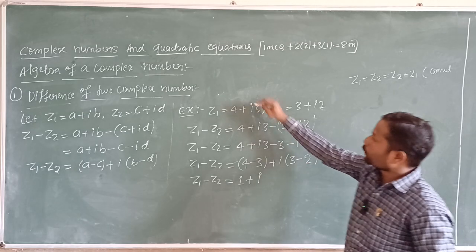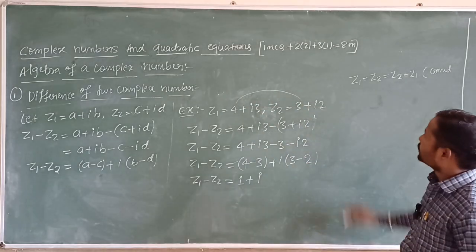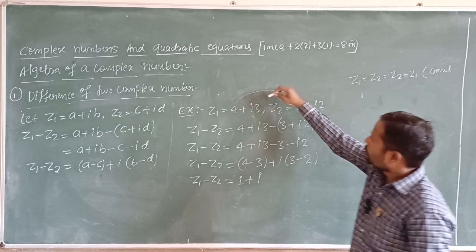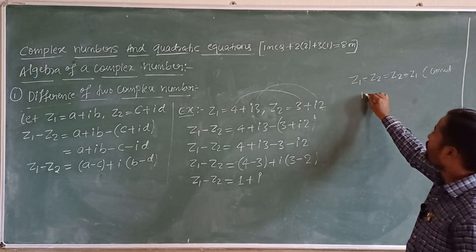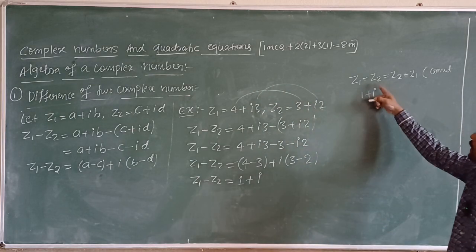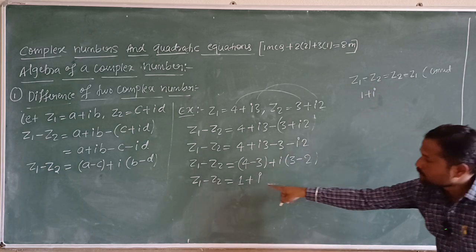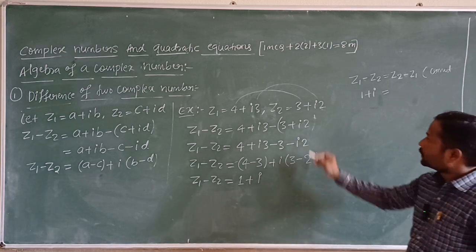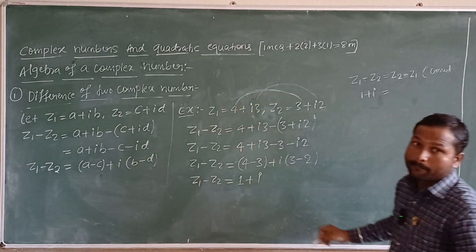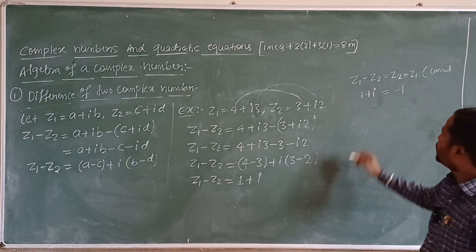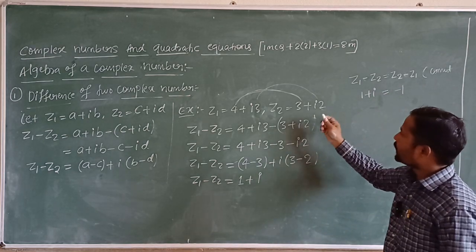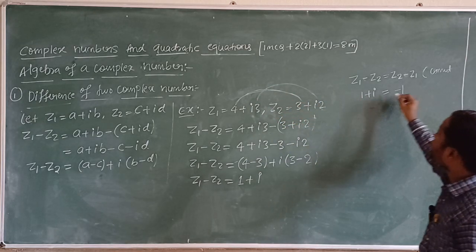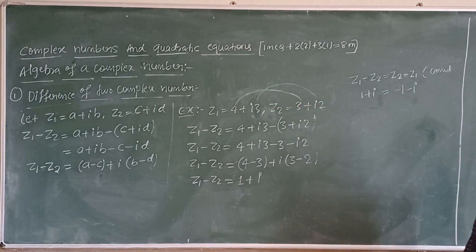See here, take the same example: 4 minus 3 is 1. Next, 3i minus 2i is 1i. So the z1 minus z2 answer is 1 plus i. Now z2 minus z1, go for the reverse: 3 minus 4 is minus 1, and i2 minus i3 is minus i. Check: is the z1 minus z2 answer equal to the z2 minus z1 answer? Both are different answers.